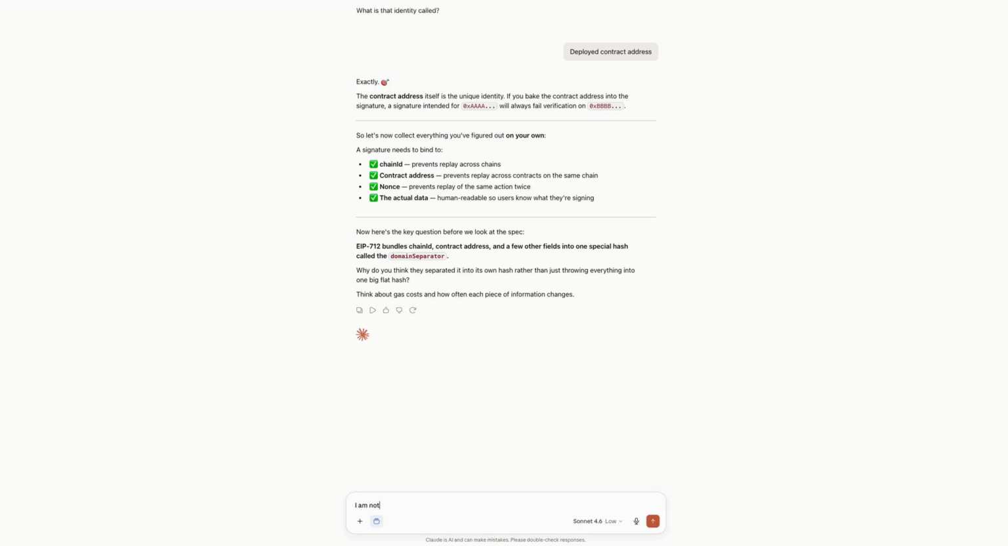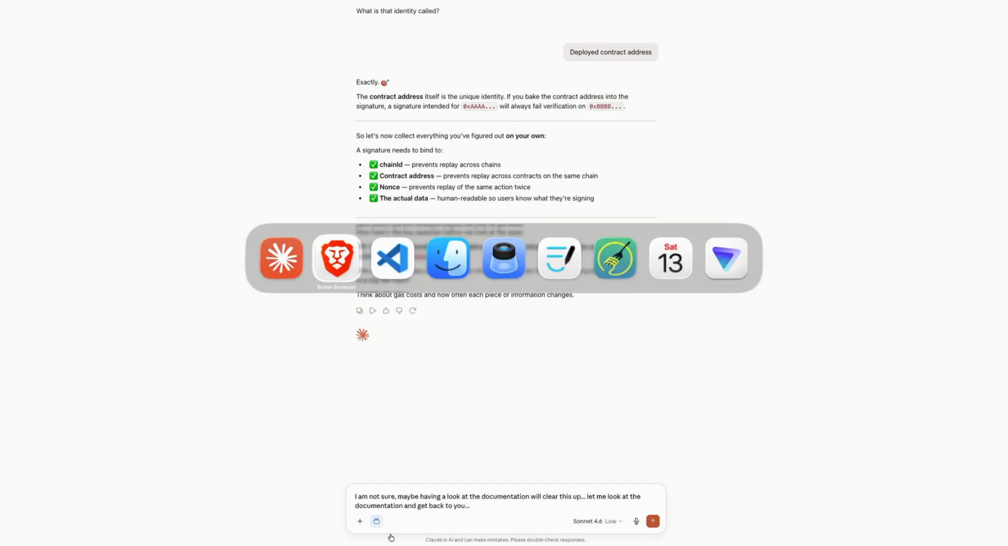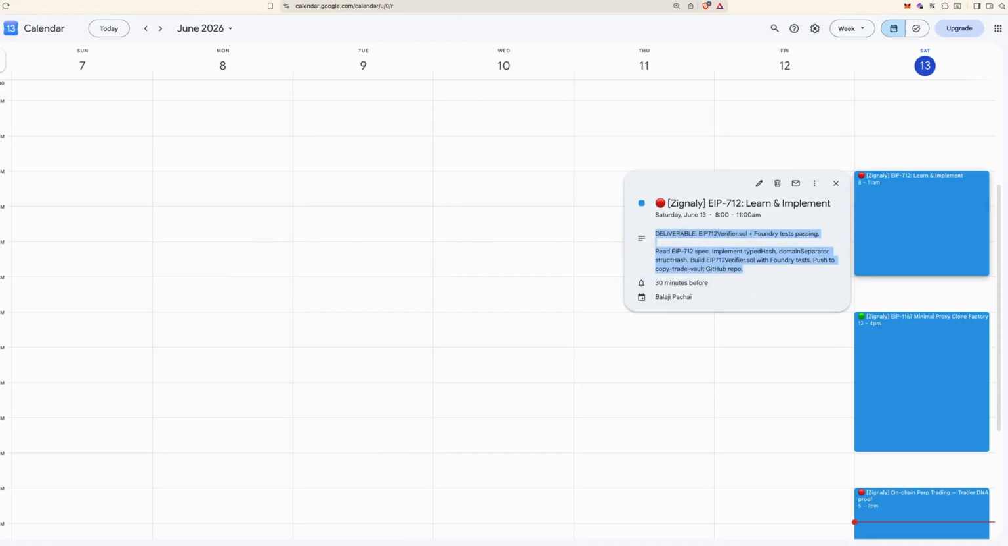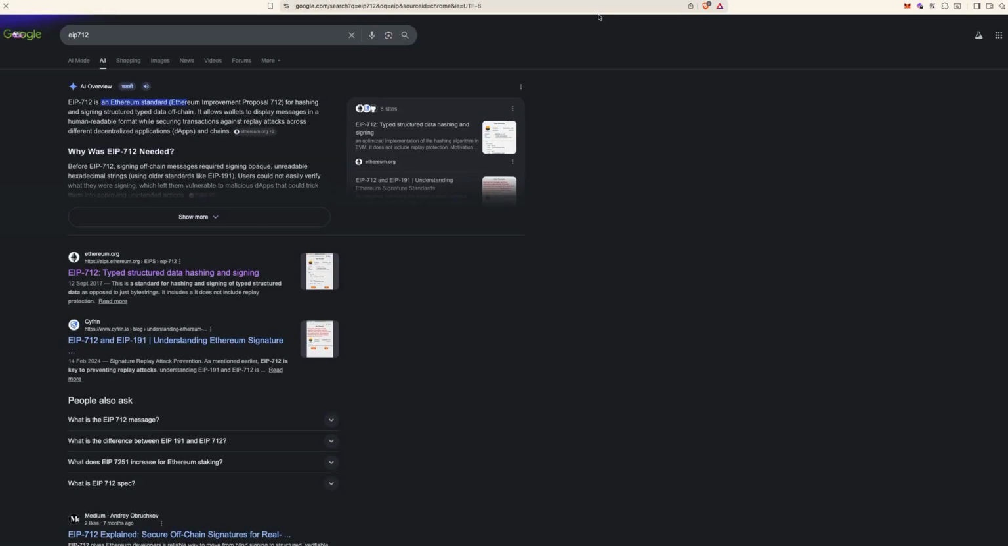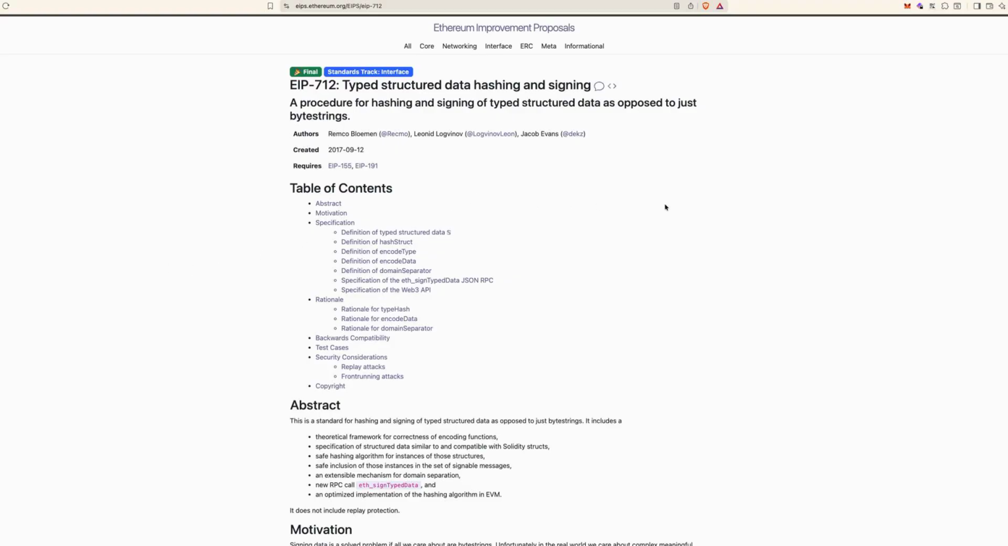I'm not sure. Maybe having a look at the documentation will clear this up. Let me look at the documentation and get back to Zoom. So here is EIP-712. So let me search domain separator.